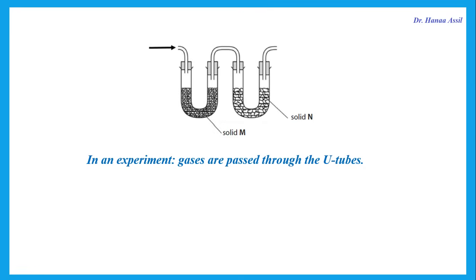Sometimes we pass the gases through U-tubes like this with solids in the U-tube. Now, these solids could be what? They could be solids that we need to absorb water from, or water vapor from the gases going through. So in that case, the U-tube will contain anhydrous calcium chloride. We said anhydrous calcium chloride is a substance that absorbs water.